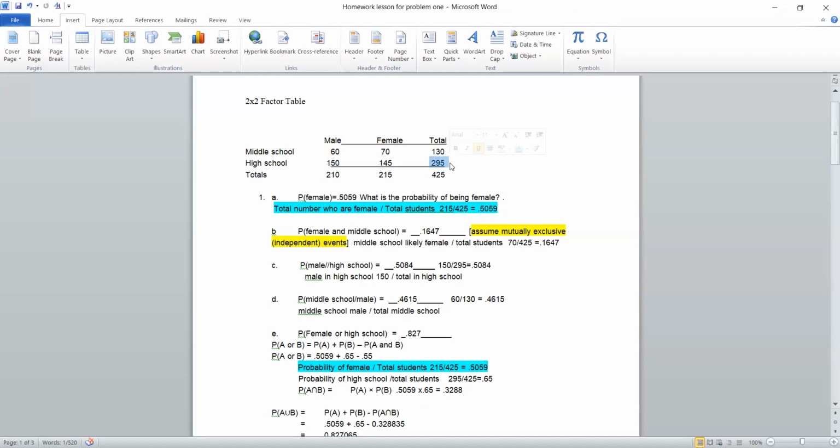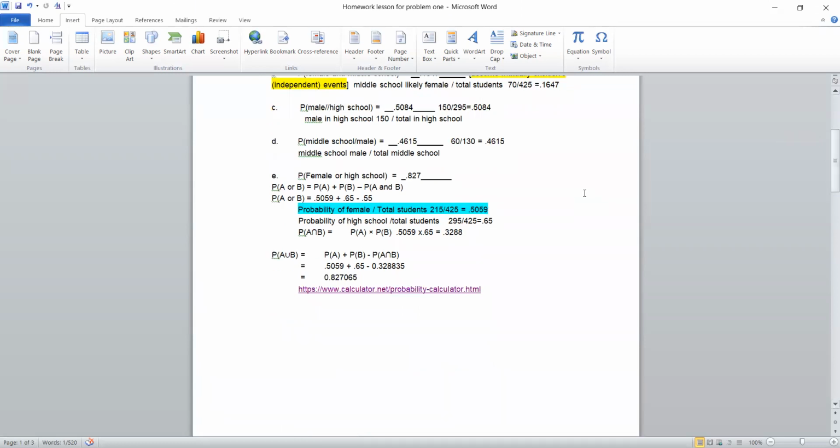Okay. All right. What about if I have a middle school and male? Okay, so we're going to go up to the middle school line. Well, here's middle school males, and here's total in the middle school. So that's the likelihood that I get a male out of middle school. Okay. All right. Let's look at female or high school.